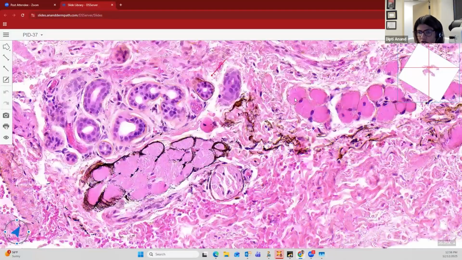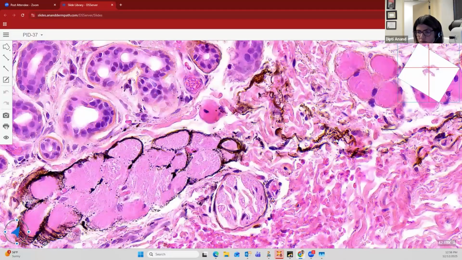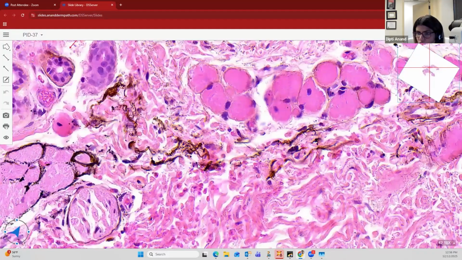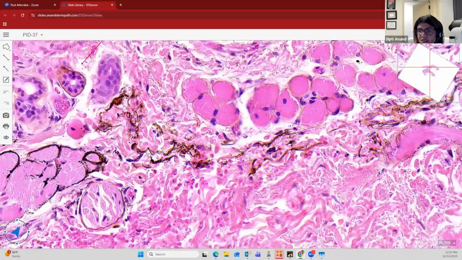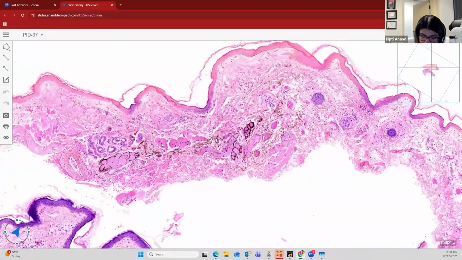Otherwise, the pigment is pretty non-discrete. It probably has the same quality as amalgam tattoo or the other things that I'm going to show you, but the way it is deposited in the dermis is very classic. So that is argyria.